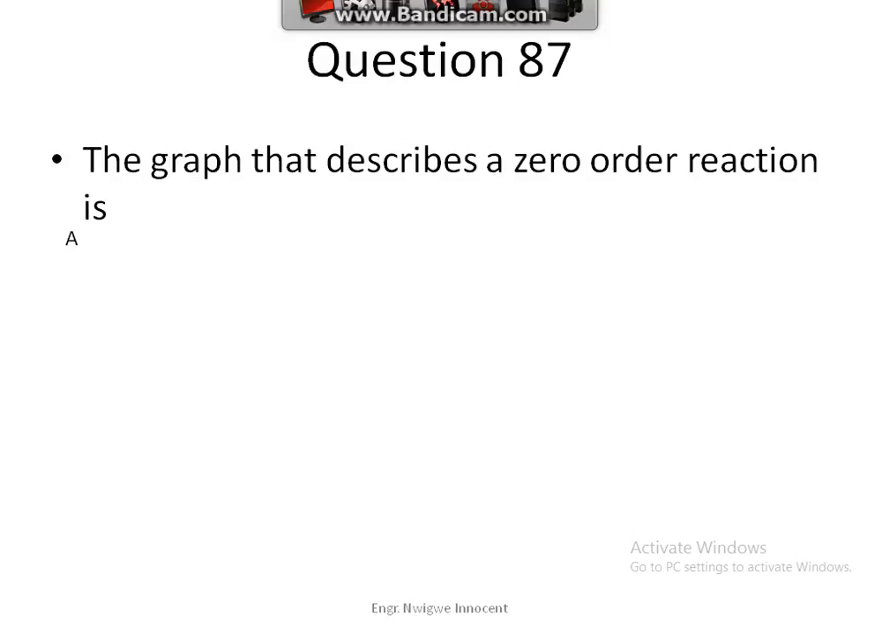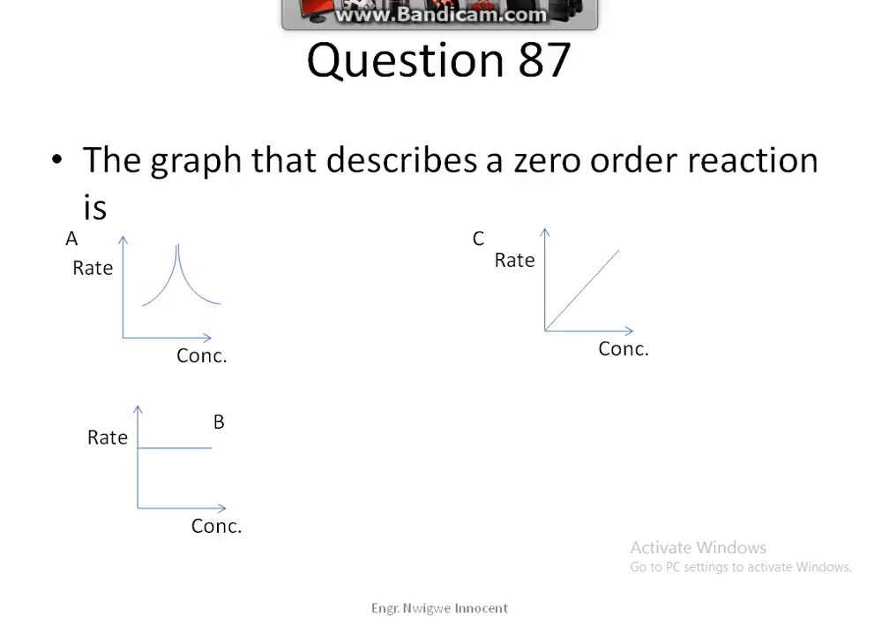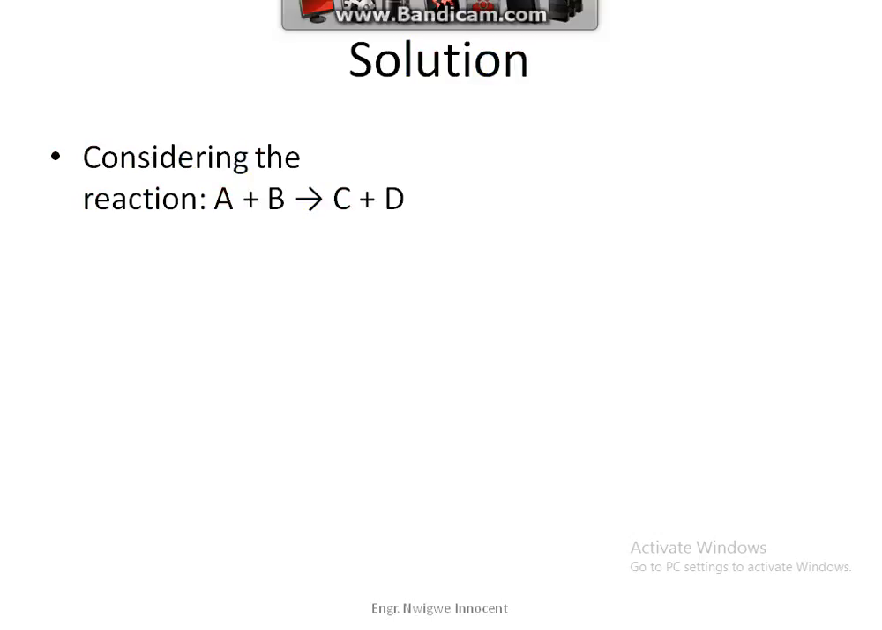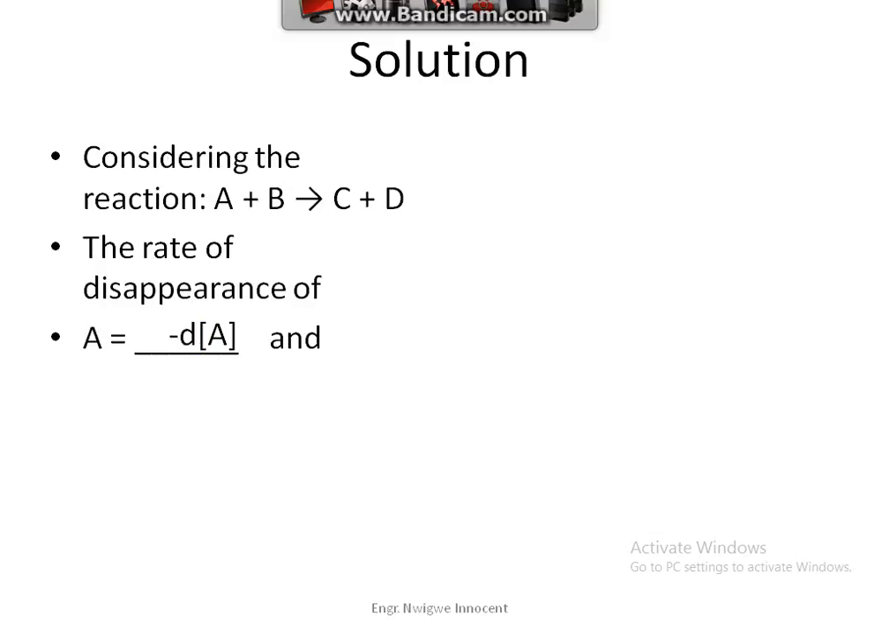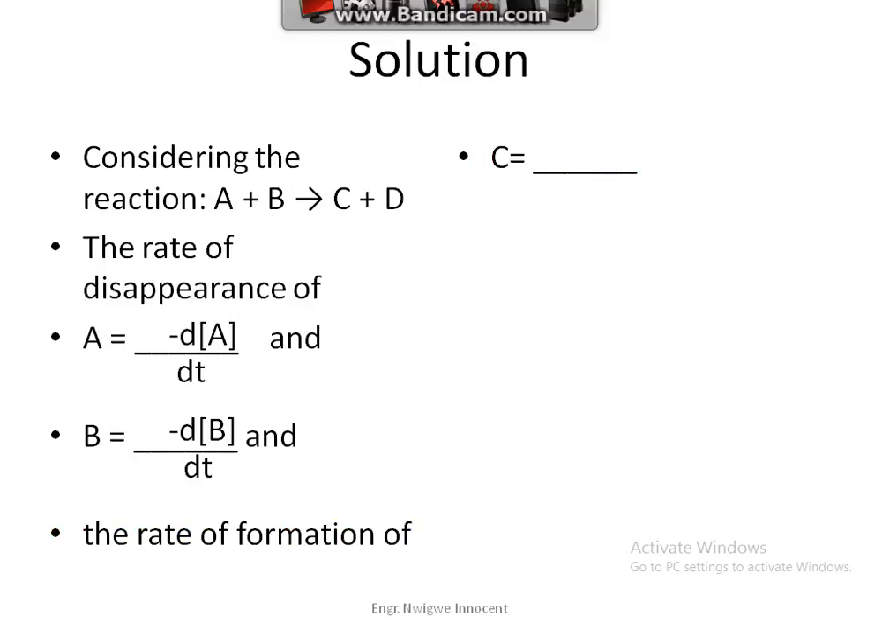Question 87. The graph that describes a zero-order reaction is A, B, C, D. Solution: consider the reaction A plus B giving C plus D. The rate of disappearance of A is equal to minus the change in concentration of A over the change in time, and of B, minus the change in concentration of B over the change in time, and the rate of formation of C is equal to plus the change in concentration of C over the change in time.